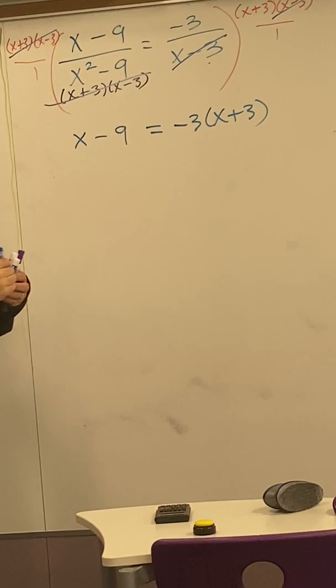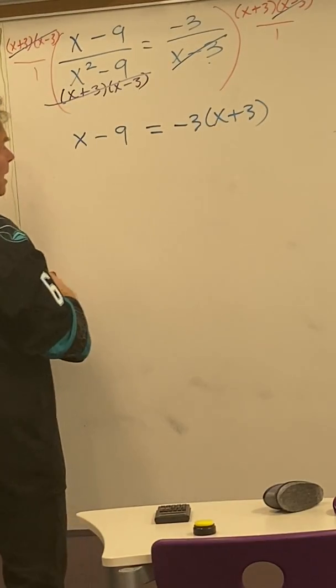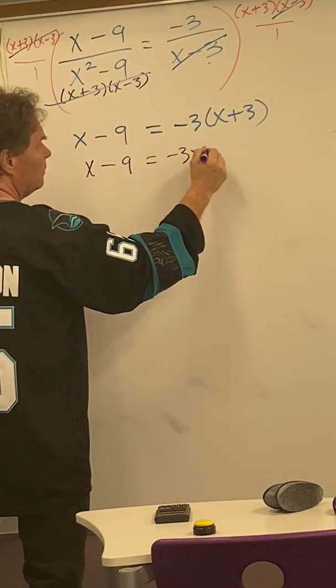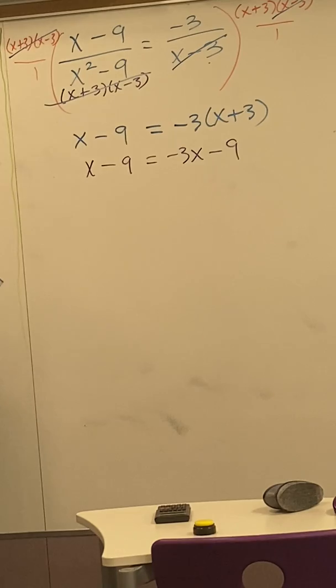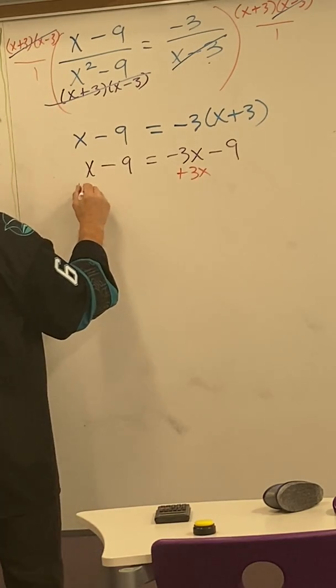Like that. Now, it's not too difficult. Distribute that guy, and we get x minus 9 equals negative 3x minus 9. Well, wait a minute, that's interesting. What's that going to lead to? Let's find out. Add 3x to both sides.